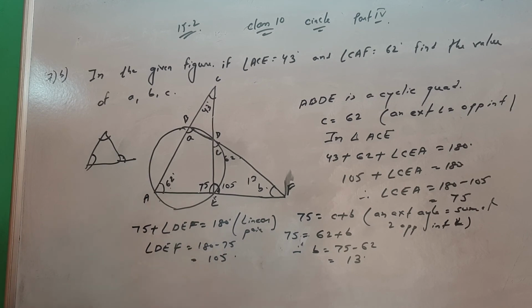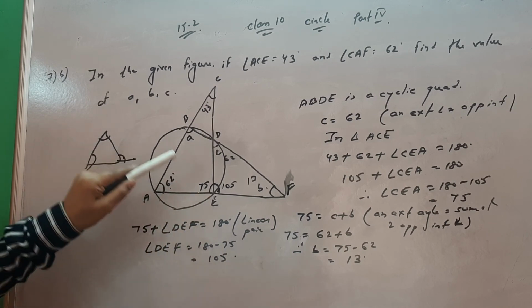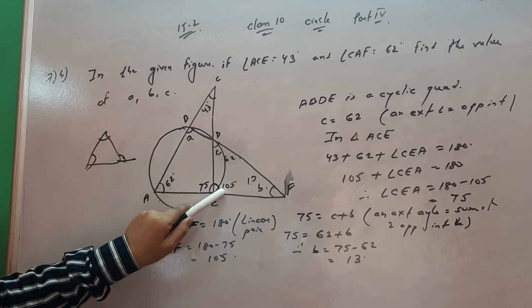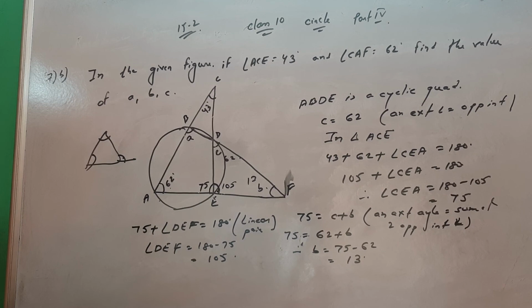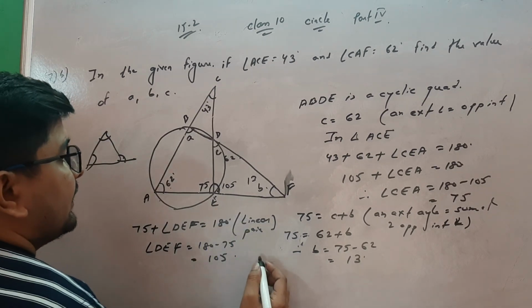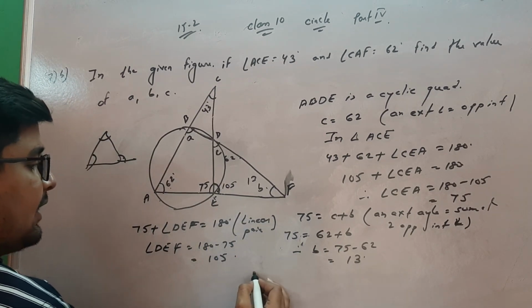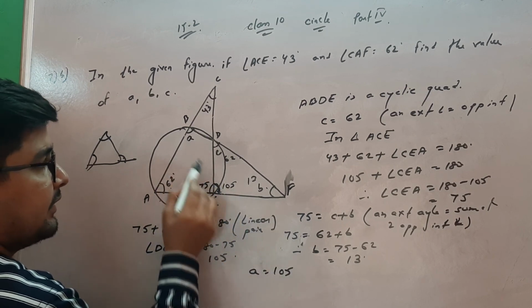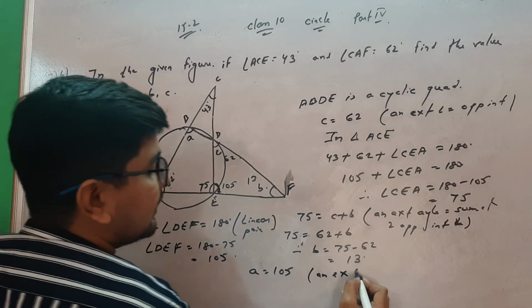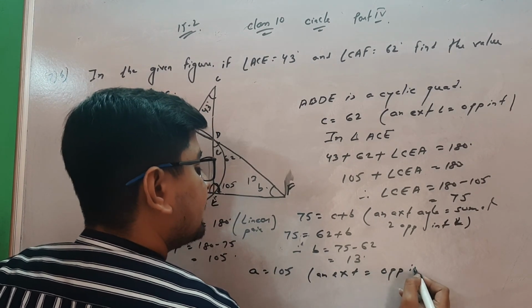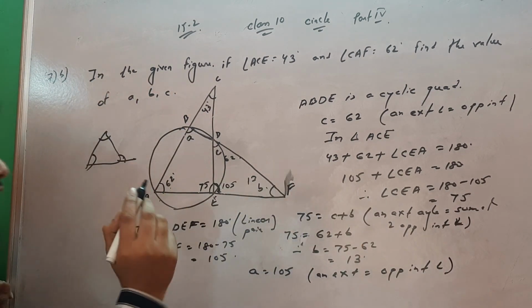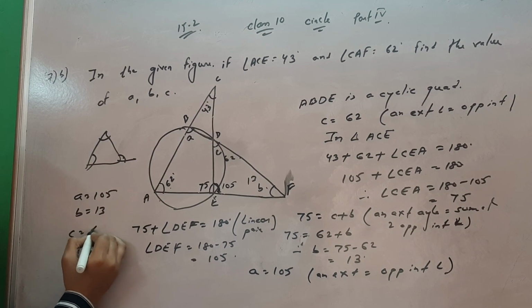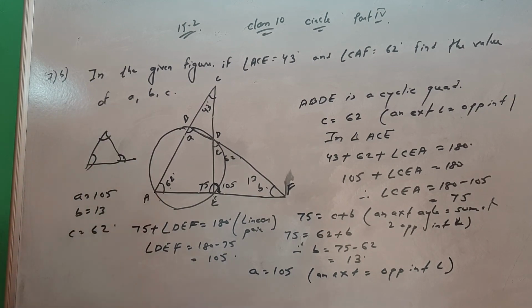Okay, 105. So this 105 equals this one, and exterior angle equals opposite interior angle of a cyclic quadrilateral. So the exterior angle A equals 105. Again I repeat, 105. This one exterior equals opposite interior angle of a cyclic quadrilateral. So A is 105, B is 13, and C is 62. Note.